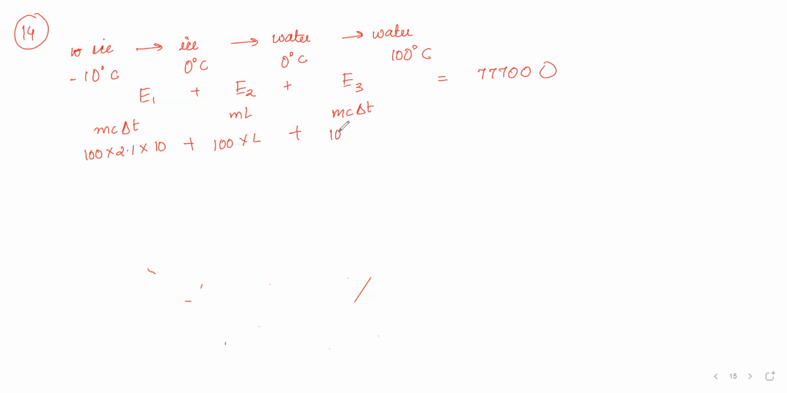So here mass is 100, C is 4.2, into delta T is 100. So you are going to add all these three and this will be equal to 7.77 times 10^5. Okay? So you can easily calculate the answer. So this one being an easy one, you will be taking this as homework. Okay, we'll be moving to the last question.